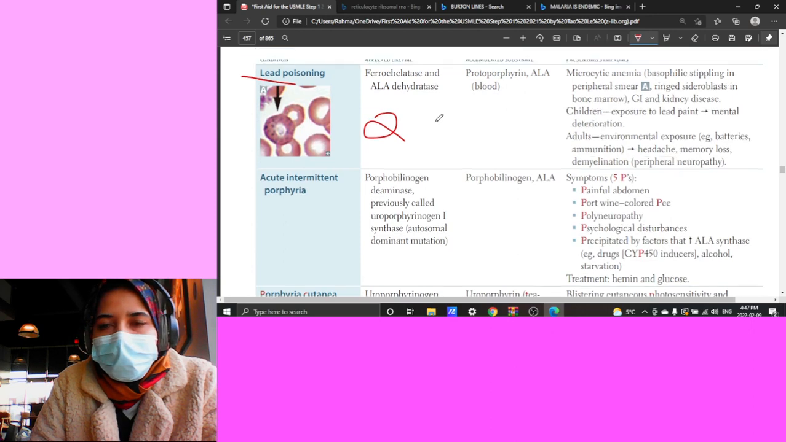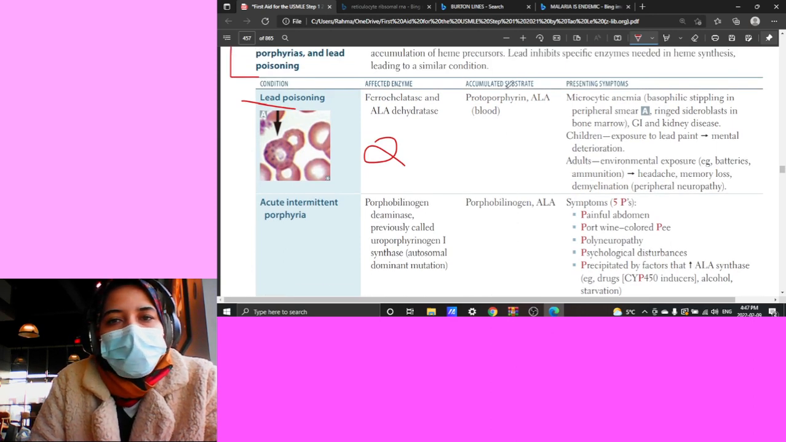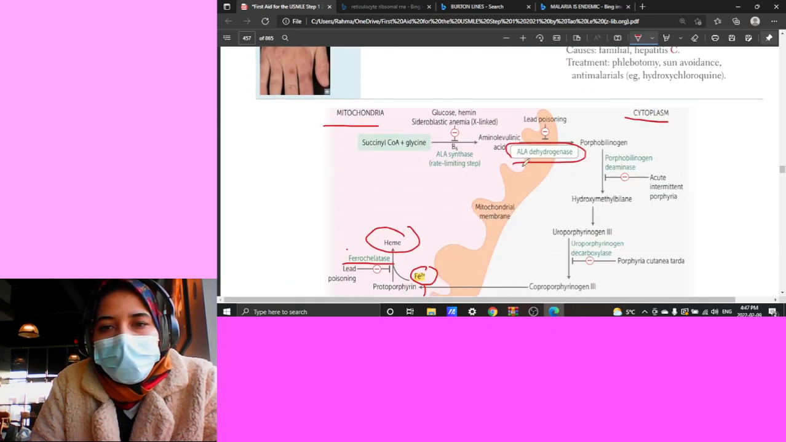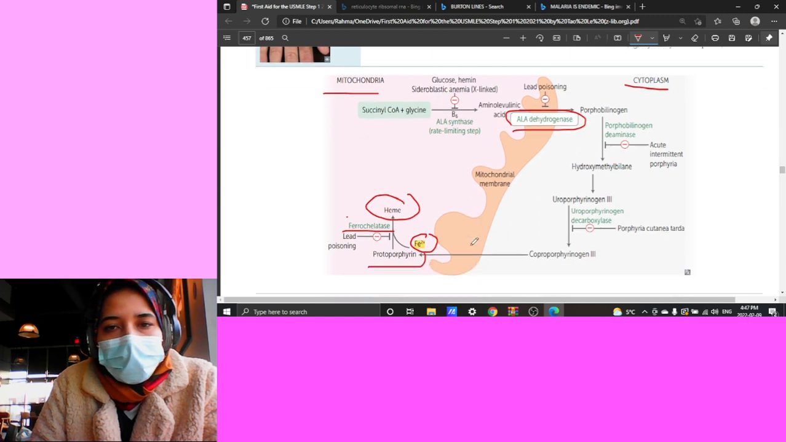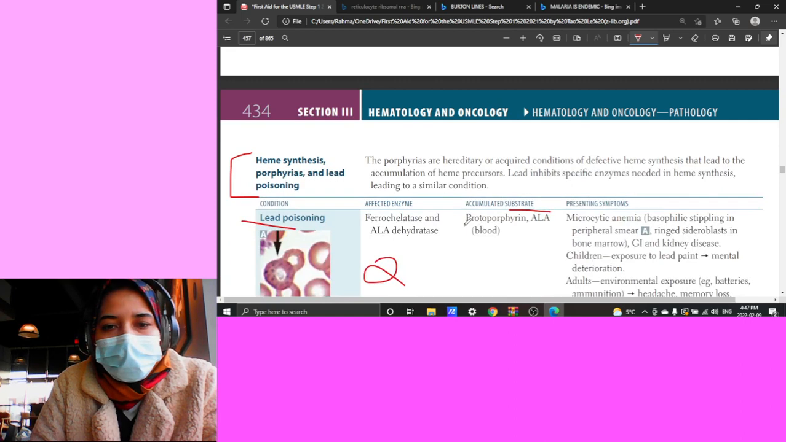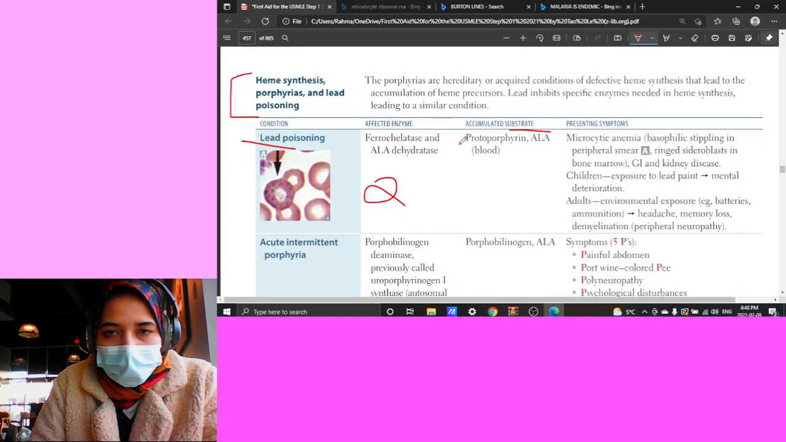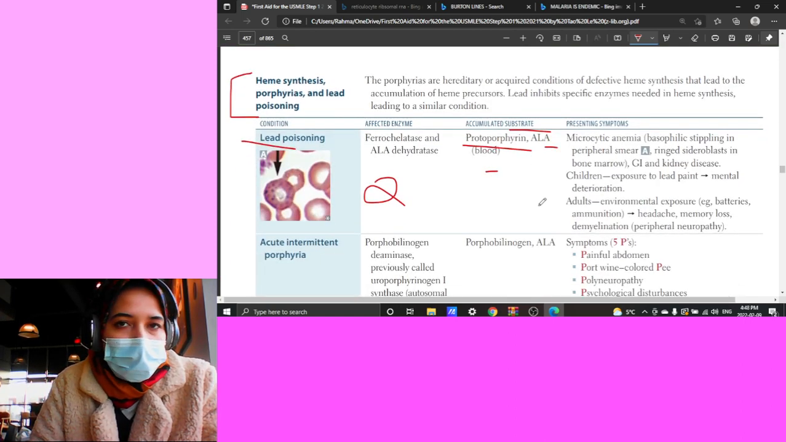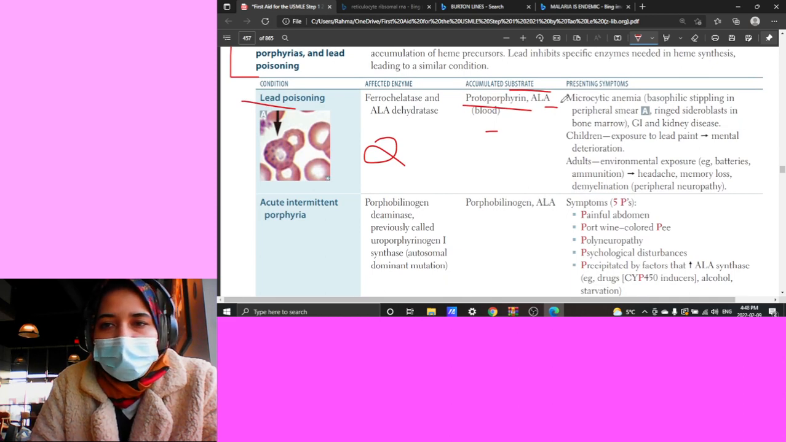So we're going to use different colors here so you don't get confused. What is your accumulated substrate? So if I'm stopping ALA dehydratase, I have increased ALA. If I'm stopping ferrochelatase, I have increased protoporphyrin. So let's make sure we answer that correctly. Increased protoporphyrin and ALA. What are you going to have? A microcytic anemia with basophilic stippling. Remember, you might also have a sideroblastic anemia. Ring sideroblasts in the bone marrow, don't forget that.